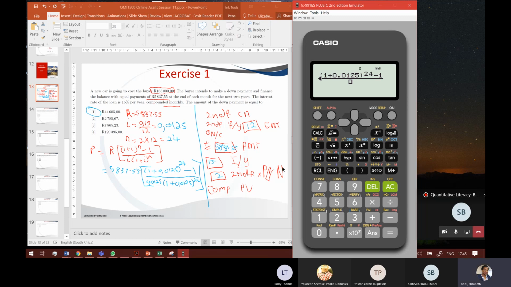And then we go down arrow. You use your down arrow so that you go to the bottom part, so we can do the bottom part. Same with the bottom part, we start with the value 0.0125, and you put the bracket, and then you say 1 plus 0.0125, and you close the bracket. And remember, because it's to the power of 24, you press the power and it will raise everything in the bracket to the power of 24. Now we need to close the bracket. Remember, we opened the bracket initially.